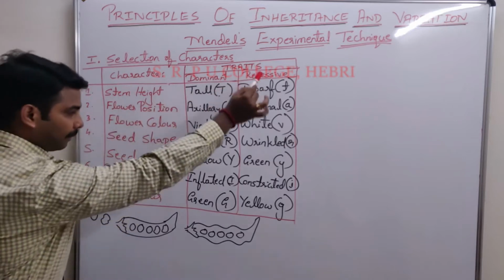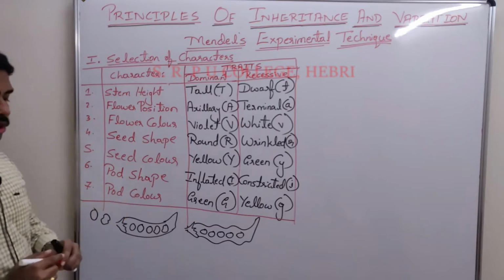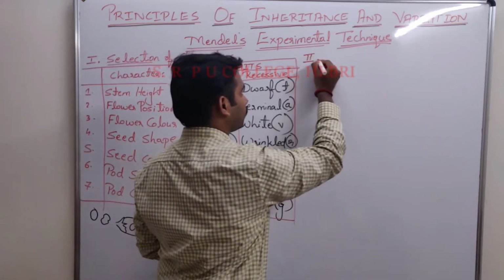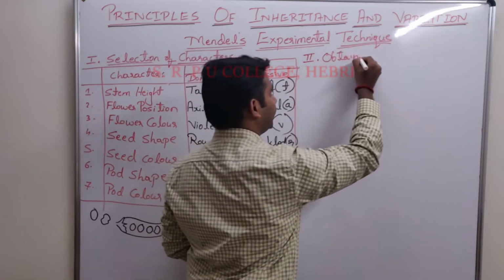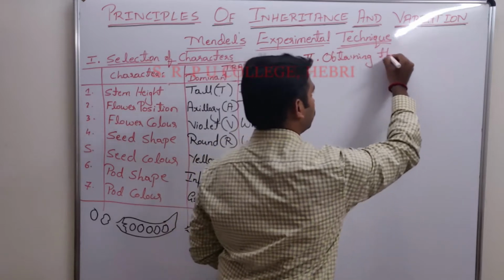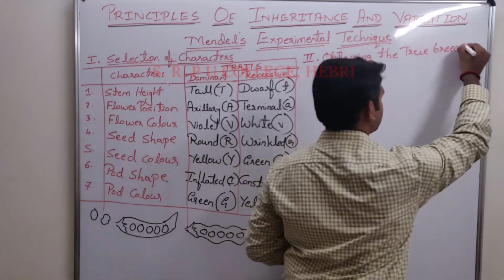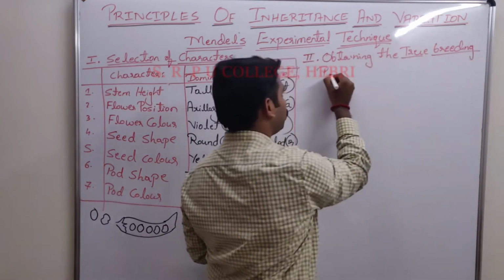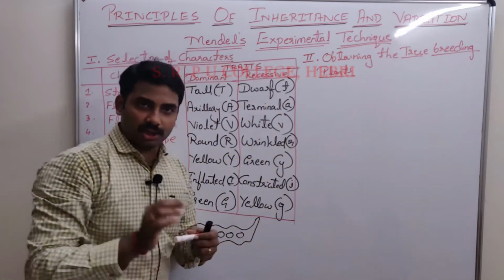Write down, complete this one under step number 1. Once you do this, now next, number 2. Okay, number 2 is, you can write down, obtaining the true breeding plants. Obtaining the true breeding plants. Write down. Explanation I will dictate.